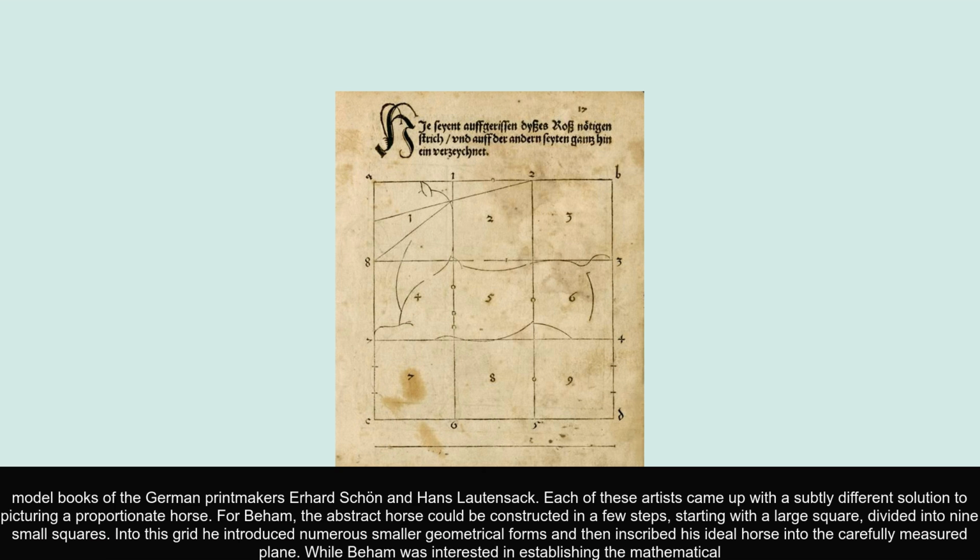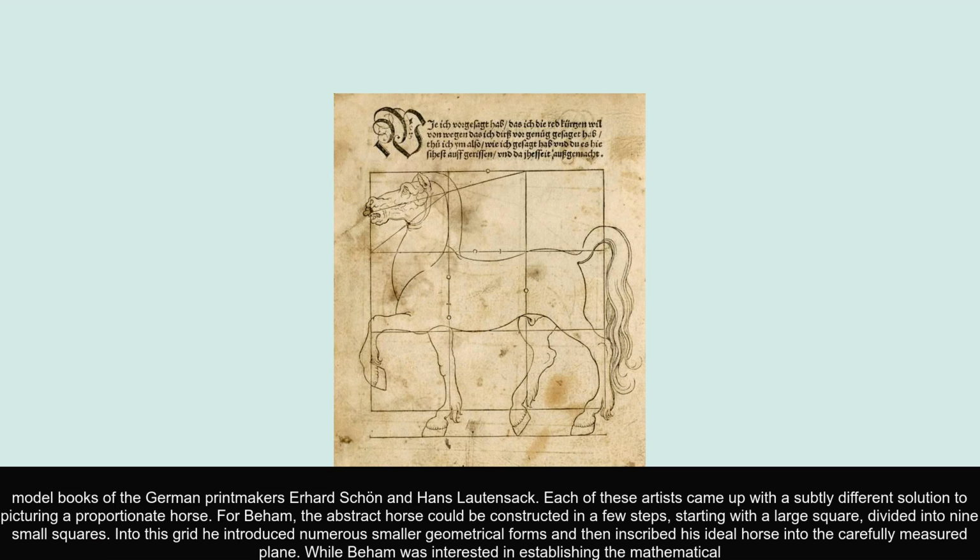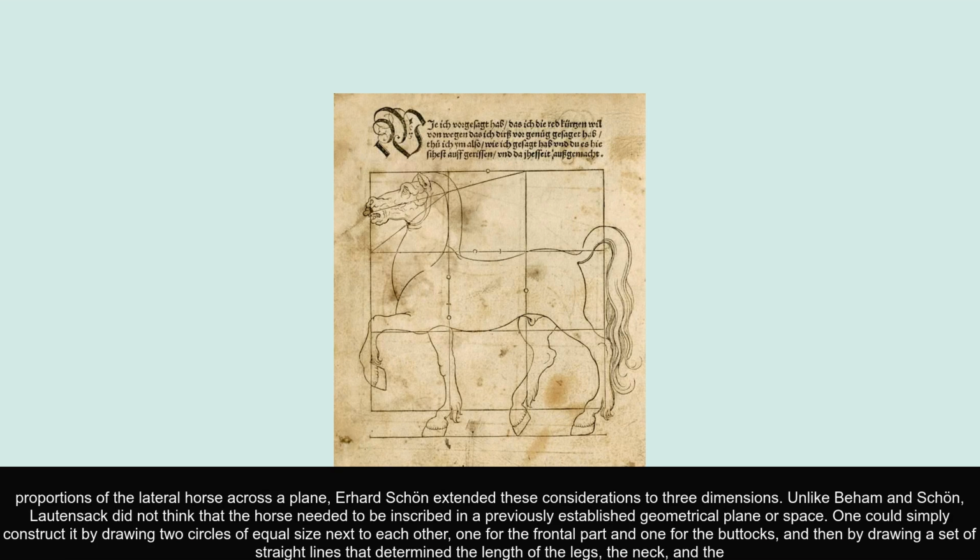For Boehm, the abstract horse could be constructed in a few steps, starting with a large square, divided into 9 small squares. Into this grid he introduced numerous smaller geometrical forms and then inscribed his ideal horse into the carefully measured plane. While Boehm was interested in establishing the mathematical proportions of the lateral horse across a plane, Erhard Schern extended these considerations to 3 dimensions.